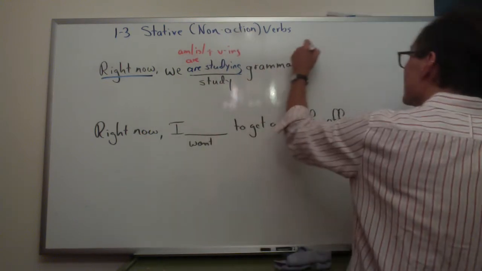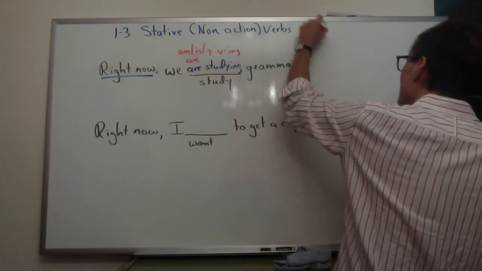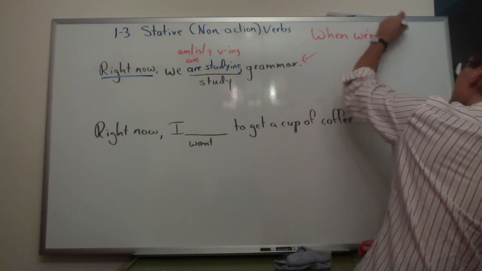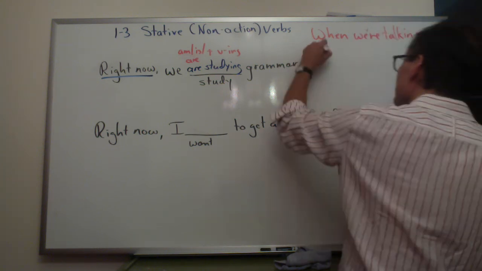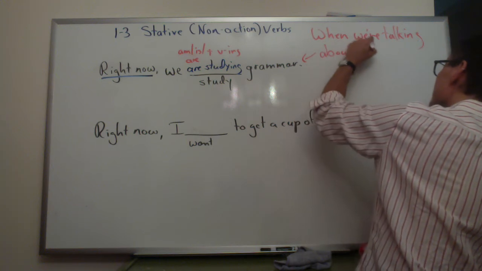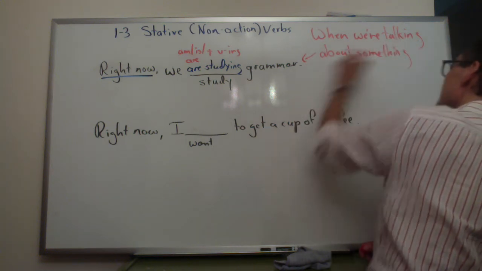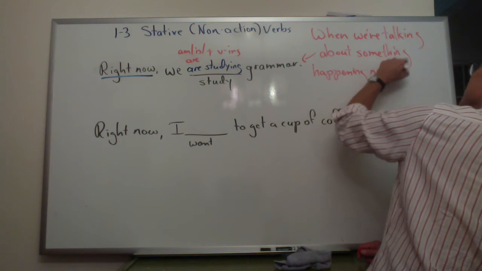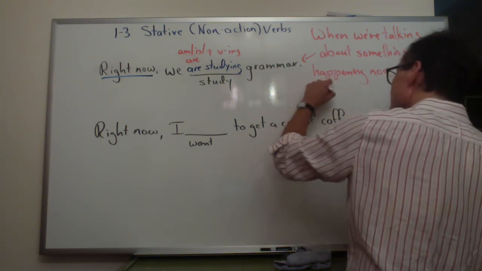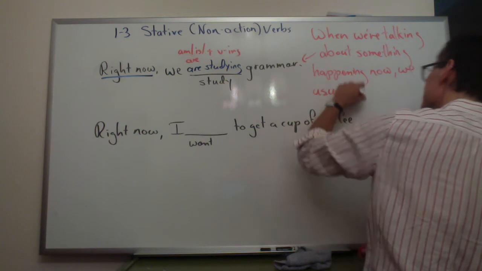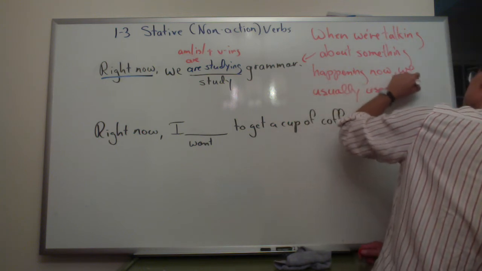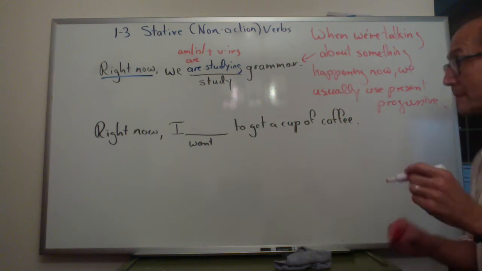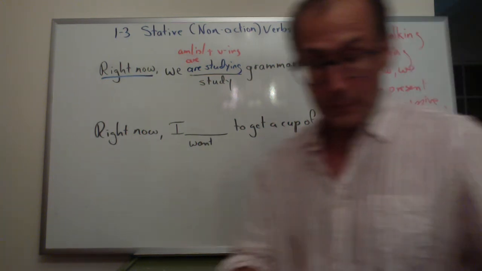So, when we're talking about something that's happening right now, we usually use present progressive. Okay, now, so far, I hope, so good.